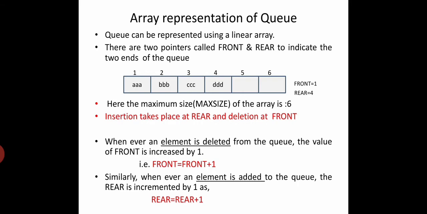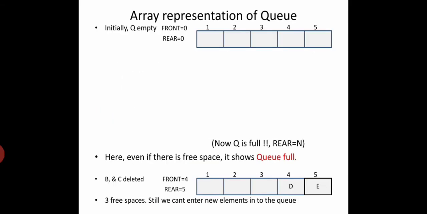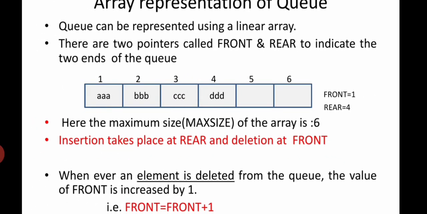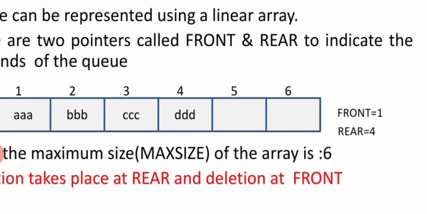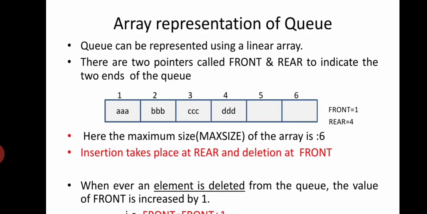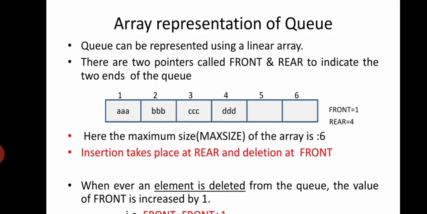These are the operations. Okay, so we are going to study how a queue is represented using an array. A queue can be represented using a linear array. So we need to indicate 2 pointers, called front and rear, which are used to indicate the 2 ends of the queue.